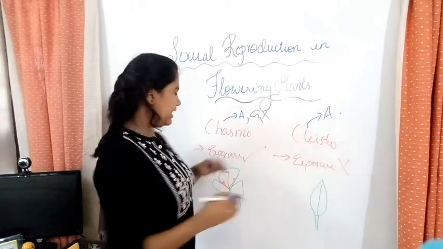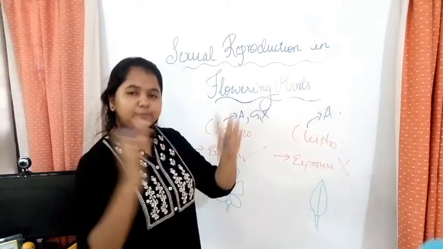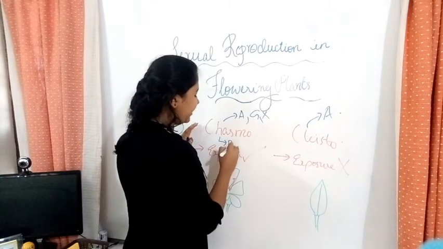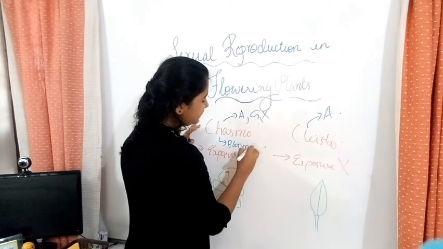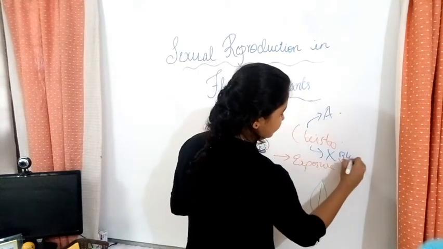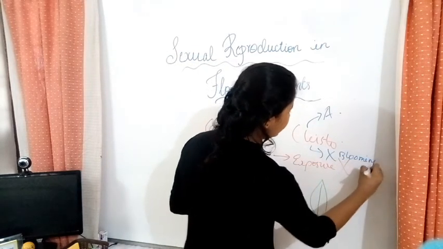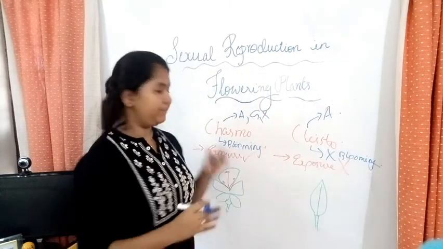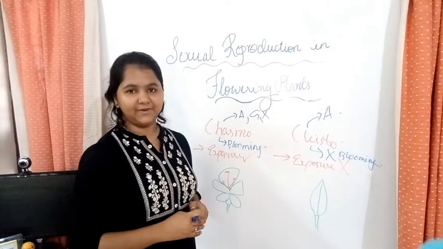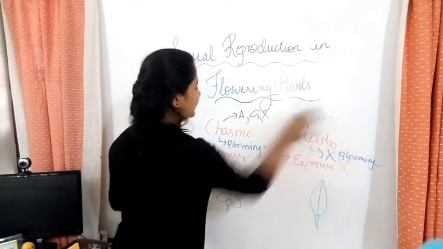Okay, and the next point of difference is blooming. It blooms, whereas this is not a blooming flower. Okay, so that is all to talk about both the chasmogamous and cleistogamous flowers. So next we will be learning about outbreeding devices. So let's see.